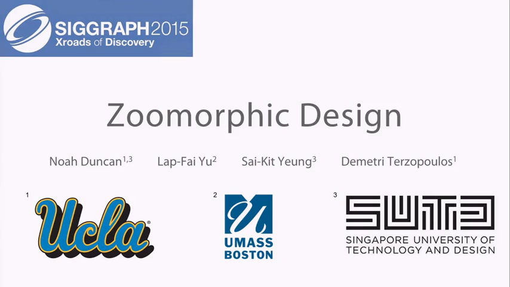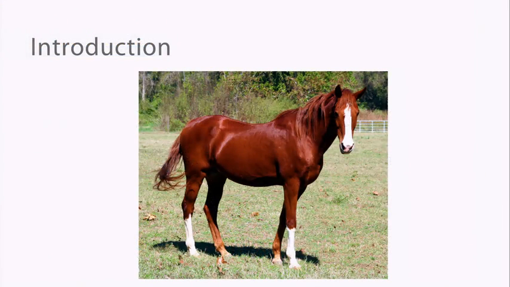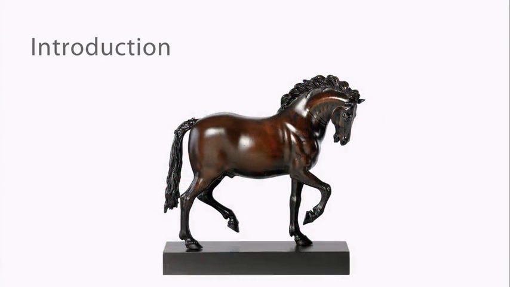Hi, everybody. Today I'll be talking about our system for zoomorphic design. So first of all, let's talk about what that is. Generally, people tend to be fascinated by nature. That's why we enjoy looking at this image of a horse. But it's not feasible to keep a horse in our homes, so people make horse statues. But from a computer modeling perspective, there's not much difference between a horse and a horse statue.